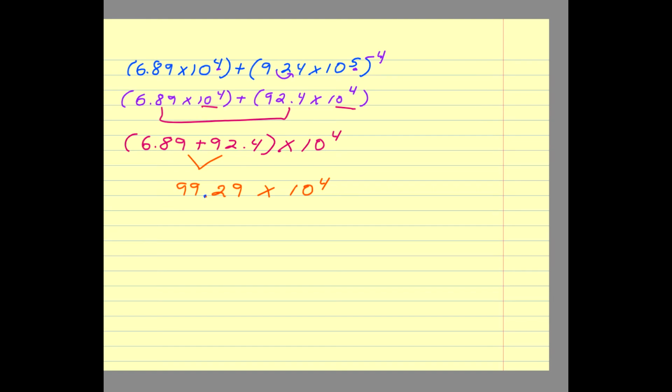I'm going to take this decimal and move it back one place. If I make this number smaller, I must make this number bigger. So if this went back 1, this must go up 1. Got it? Okay, that way they mean the same thing. All right, so my final answer will be 9.929 times 10 to the fifth power. That's my answer.